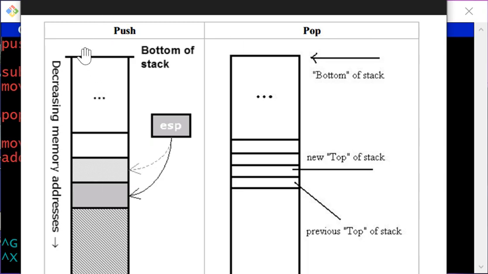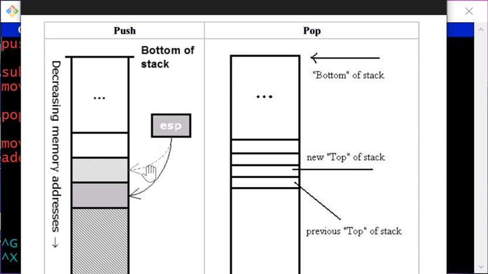As I told you in previous parts, the stack is upside down. The top of the stack is down, and the bottom of the stack is up. So the top is at the bottom, and the bottom is at the top. This is the bottom of the stack, and as you can see, memory addresses decrease downwards.